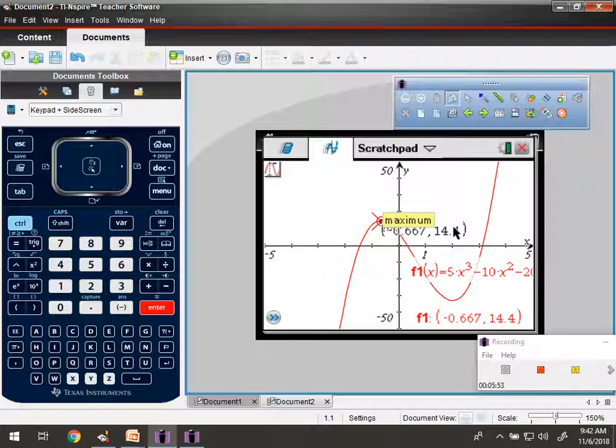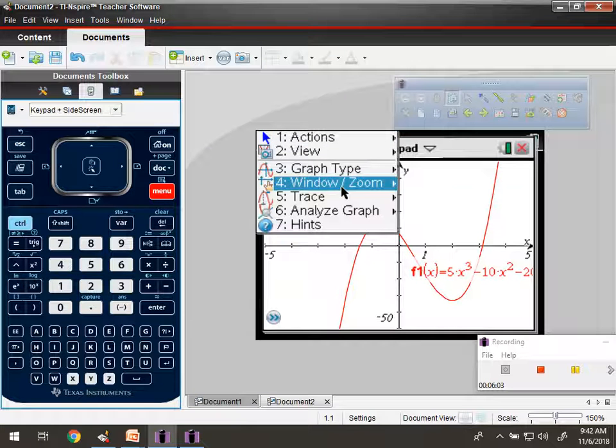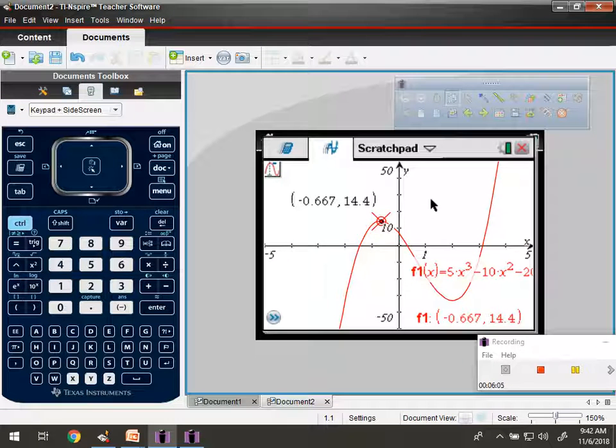And so this point is negative 0.667, comma 14.4. And so then I'll do the same thing to find my minimum. So Trace, Graph Trace. I'd move the cursor until your calculator says minimum. And so there's my minimum value of 2, negative 33.